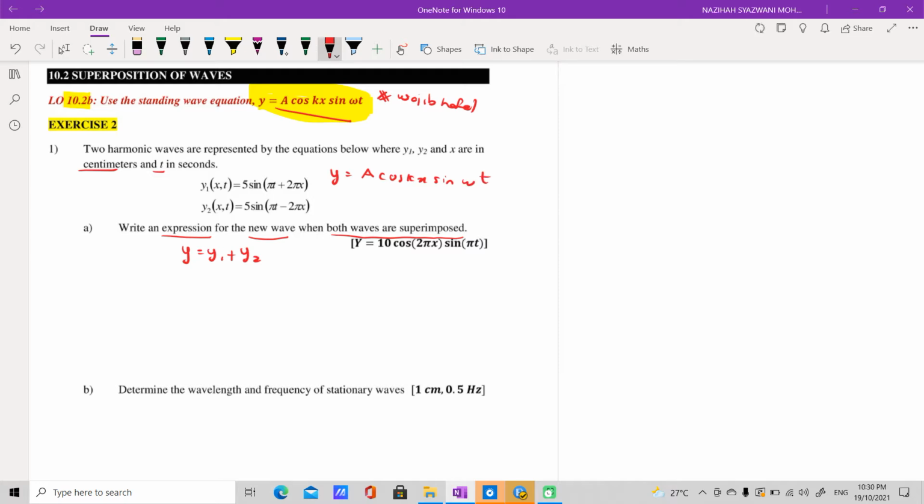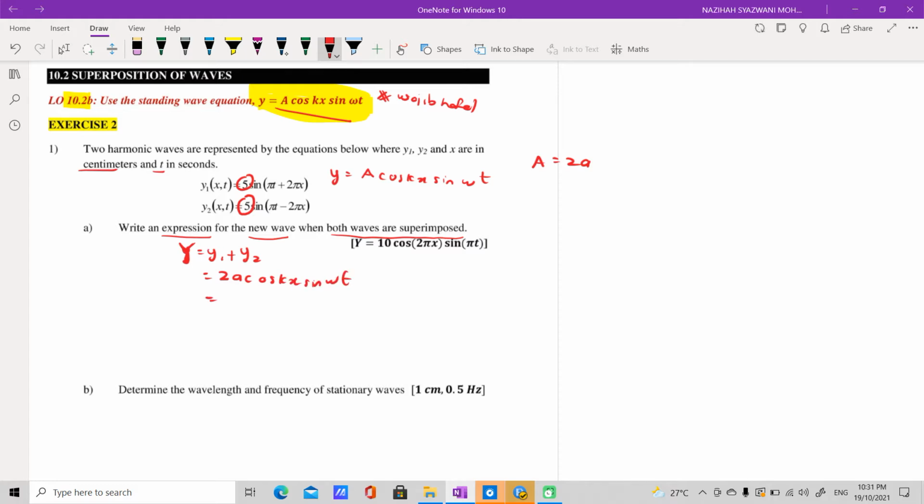For this case, what you need to remember is the amplitude is basically the small letter a, which is the amplitude of the corresponding waves. So let's put this one as a capital letter, to note that this is the superimposed wave. So this is the standing wave. What we can do here is just write the general formula A cos kx sin omega t.